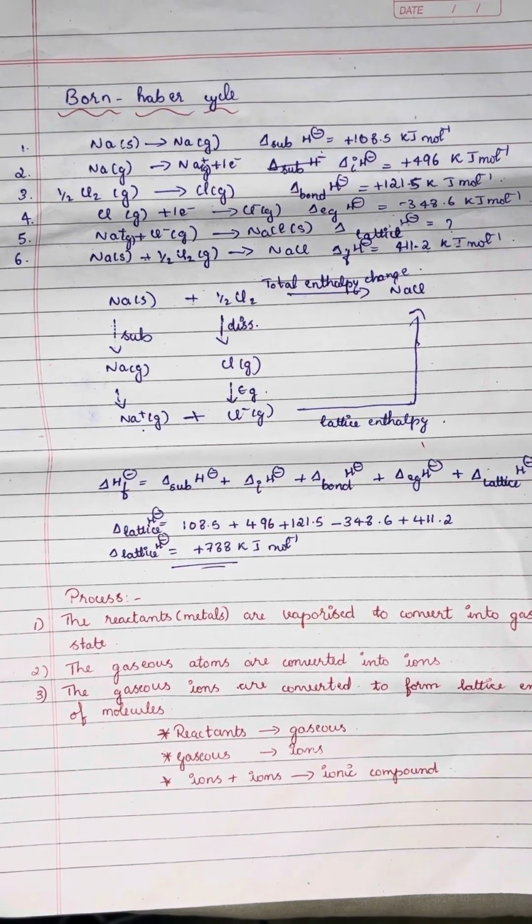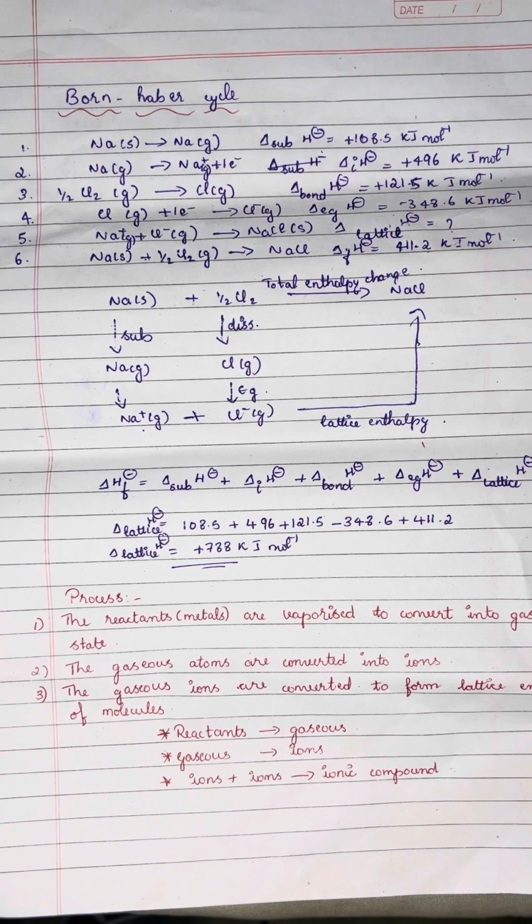So in today's class we'll be learning about the Born Haber cycle in a very simplified manner. See here, in this process of Born Haber cycle, first of all we need to know the term lattice enthalpy. So lattice enthalpy means it is energy which is needed either to gain the electron or to lose the electron.